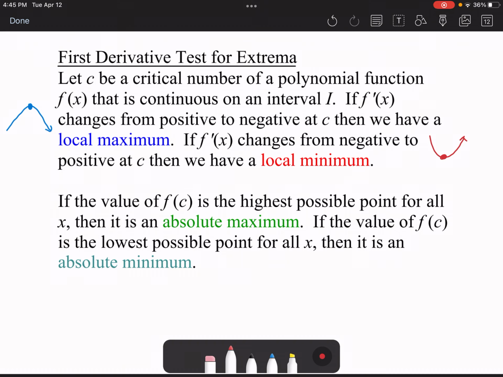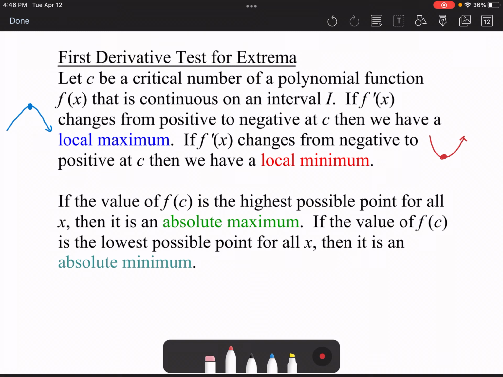Now the next thing you must do is take all these critical numbers that you have and see if it's the highest possible point for the entire function, and if it does happen, that's an absolute maximum. Or if f at c turns out to be the lowest possible value for all the values of x that you can find, then it's a minimum. Now one small addendum to this is if it's just increasing and then it stops, that would be a local maximum or absolute maximum. And if it's just decreasing and then it stops, it's just a local minimum or a global minimum. You just have to check.